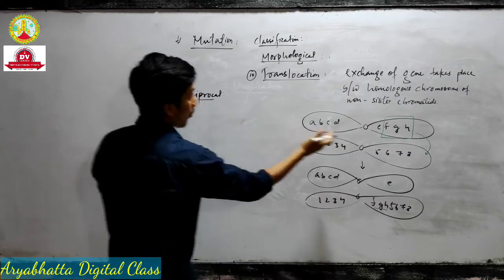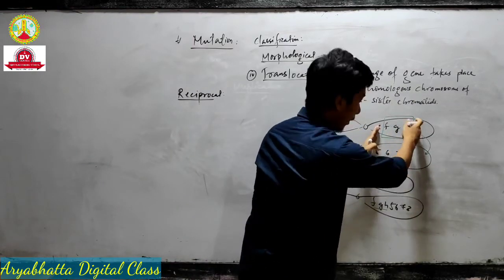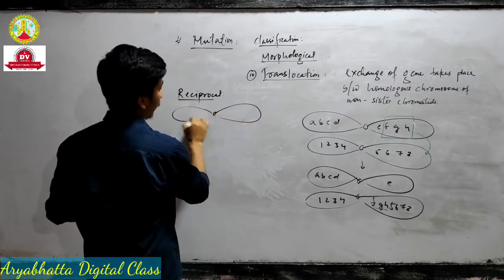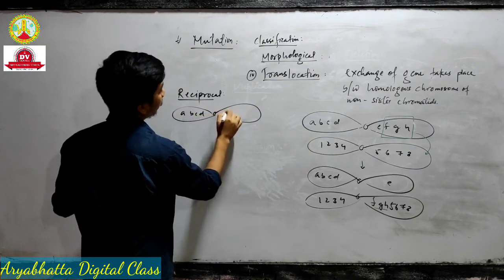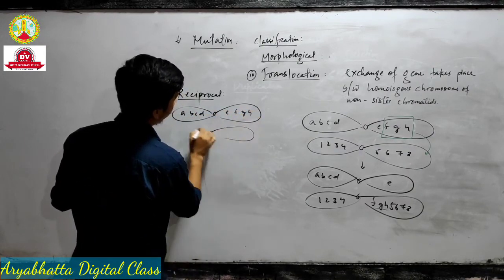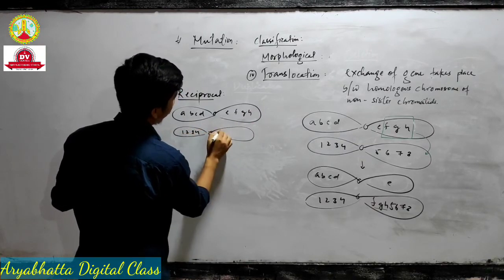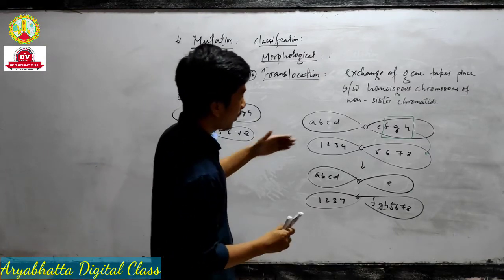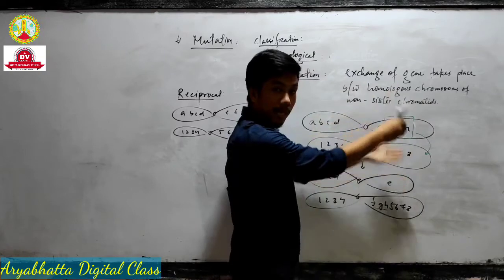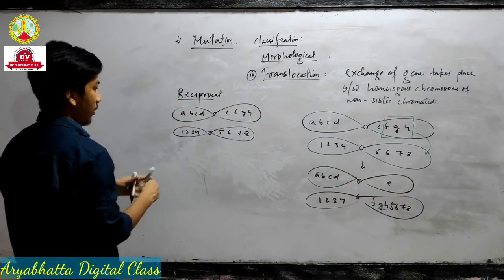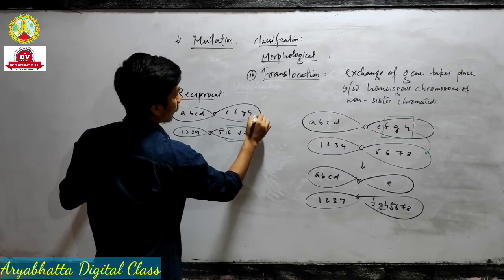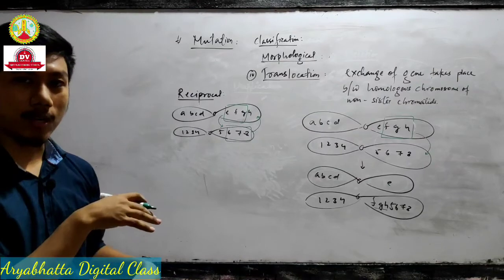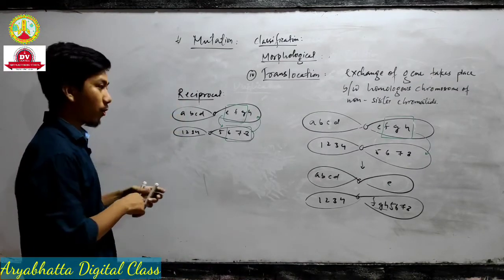In simple translocation, only one part of the gene segment transfers into the other chromosome. But in reciprocal translocation, let me first draw A, B, C, D, E, F, G, H and 1, 2, 3, 4, 5, 6, 7, 8. We have these genes inside a chromosome. In reciprocal translocation, two segments get exchanged with each other. Suppose 5, 6, 7, 8 transfer to that chromosome, and E, F, G transfer to the other chromosome. We call that reciprocal translocation.